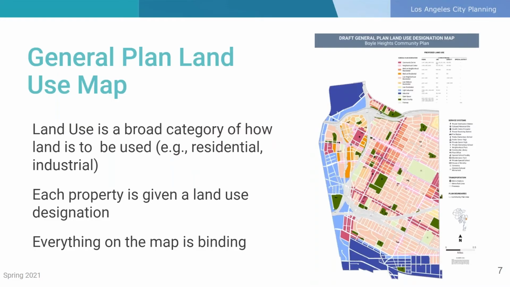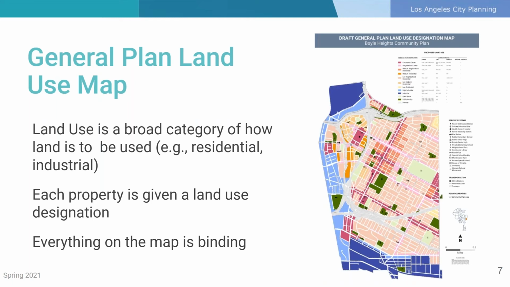A key piece of the community plan update and a key tool to implement the community vision is the community plan land use designation map. As we discussed in Part 1 of this video series, the land use map generally identifies where broad categories of land uses will be located in the community, such as residential, commercial, industrial, and open space uses.